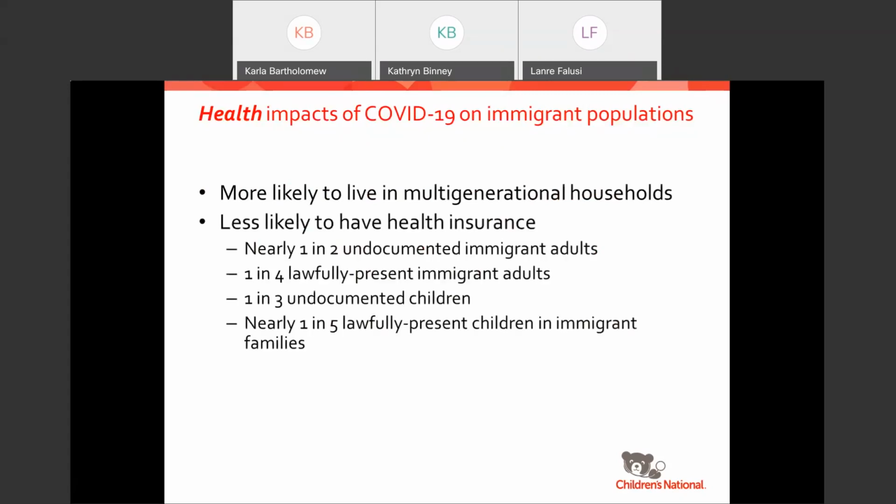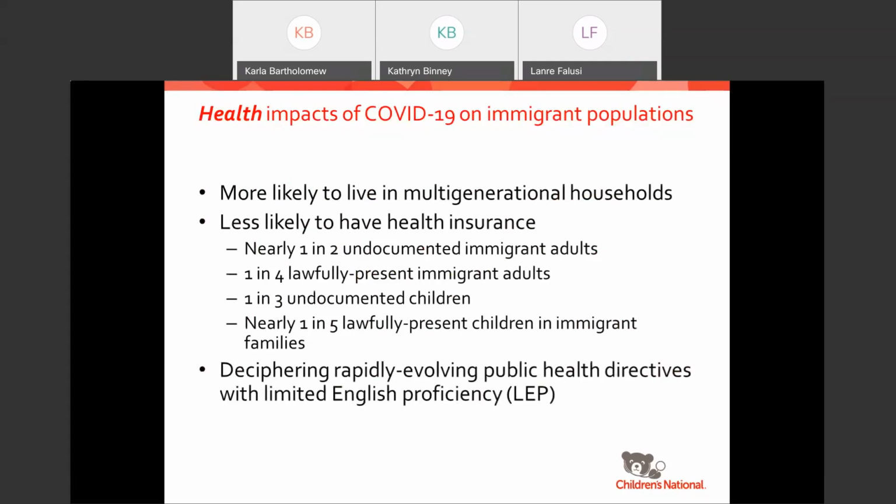Immigrant families are also less likely to have health insurance. Half of undocumented immigrant adults lack health care coverage. Even 1 out of 4 immigrant adults who are here lawfully are uninsured, as are 1 in 3 undocumented children, and nearly 20% of even lawfully present immigrant children in immigrant families lack health insurance.